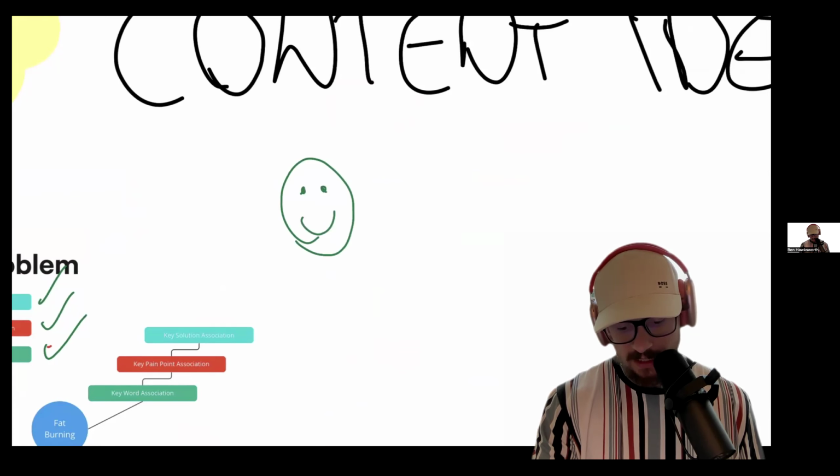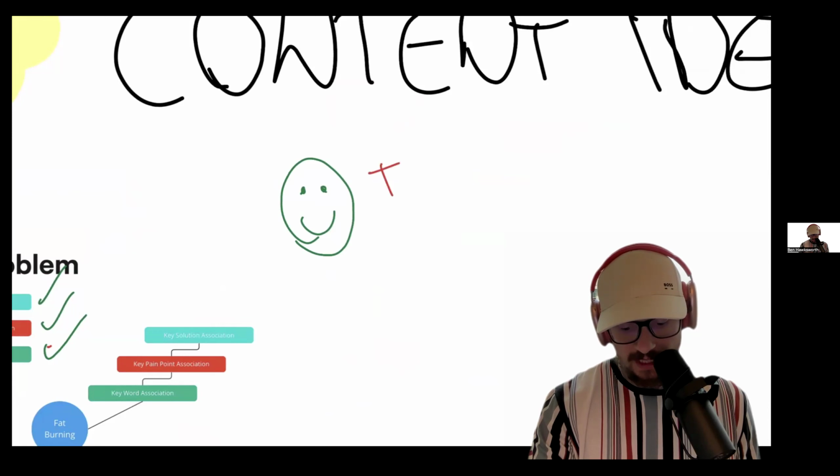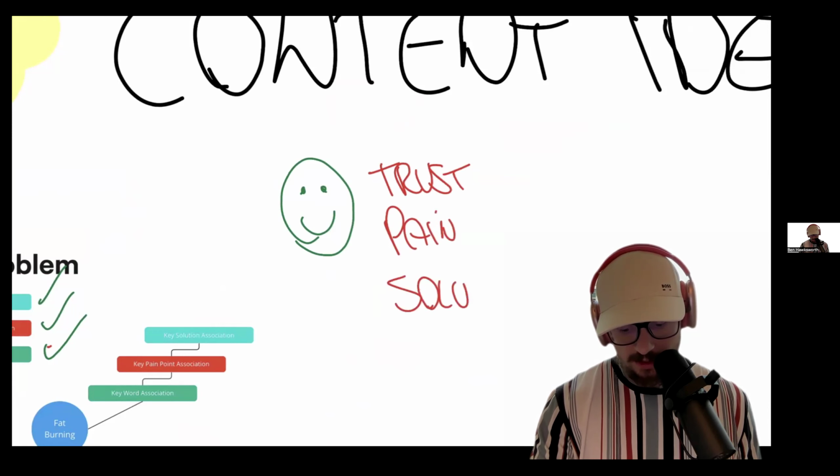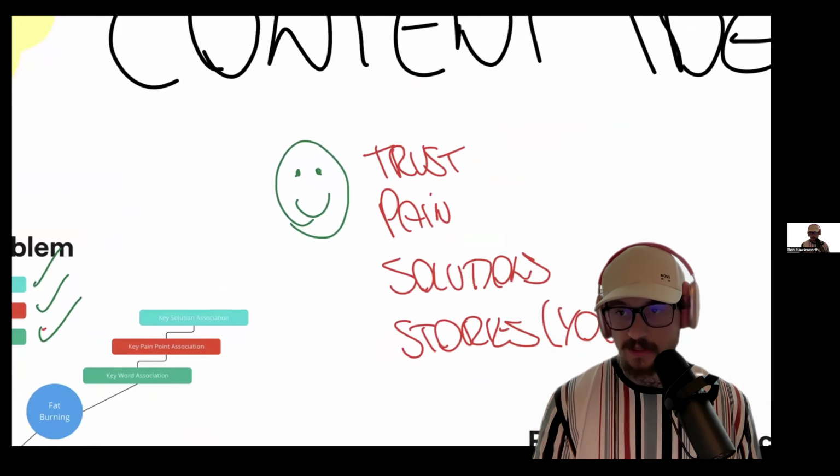They're happy and smiley. If we want someone to trust you, what we basically want is trust. It's going to come from pain. It's going to come from solutions. It's going to come from stories. So this is about you. This is not about just general stuff. What experience have you had in there?